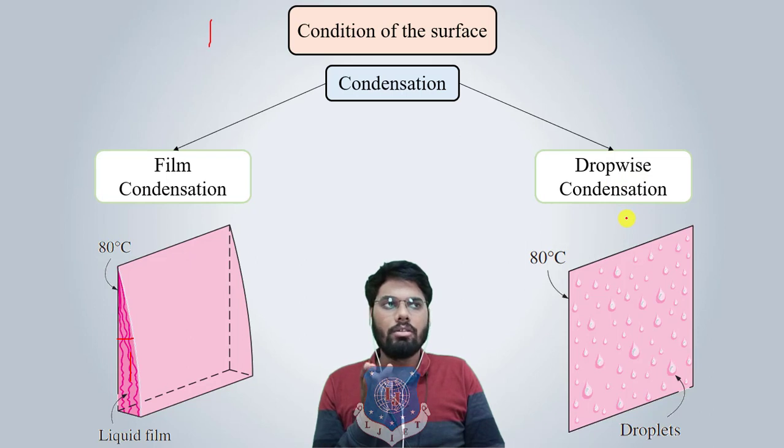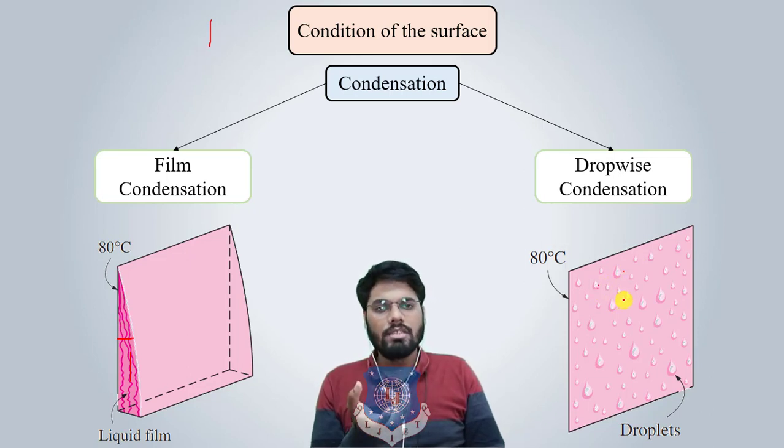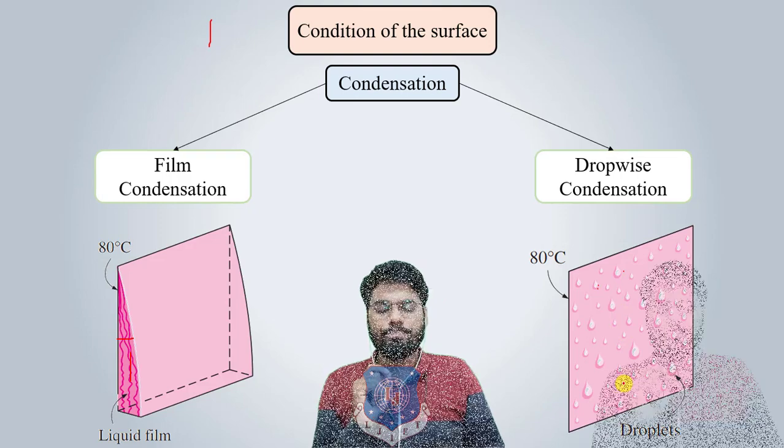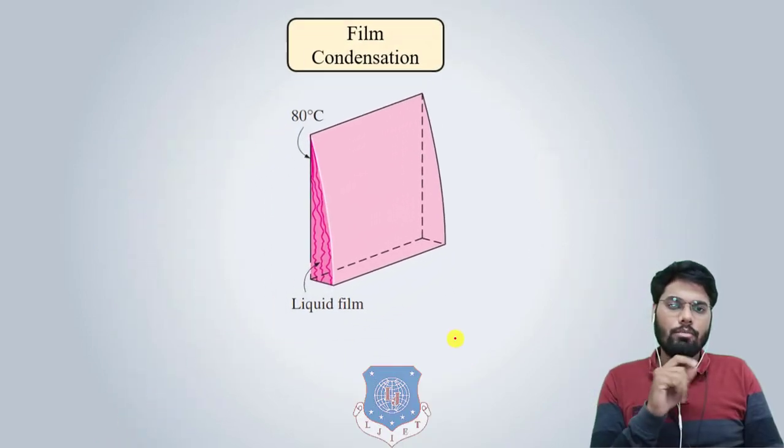It purely depends on the surface condition. In drop-wise condensation, vapor condenses on the surface of the solid in droplet form. Here you can see in the figure, the vapor condenses and takes the form of liquid droplets. After a certain size, these droplets will also flow downward due to the gravity effect. Now let's understand both types.